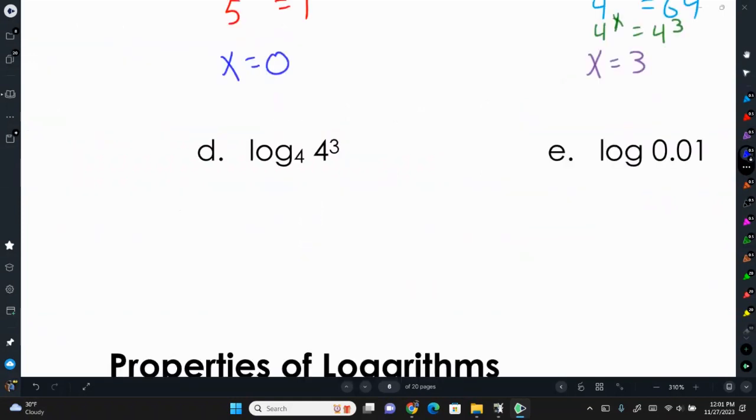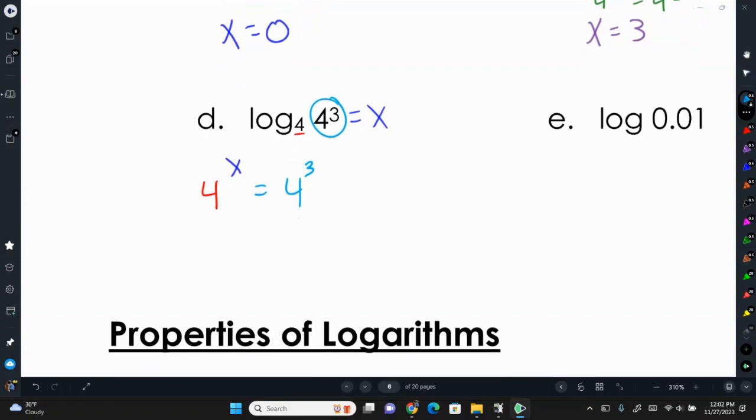So for this one, we have log base 4 of 4 to the 3rd. So our base is 4, so 4 to the x power equals 4, this whole thing, 4 to the 3rd power. Well, like I was talking about earlier, since our bases are the same, the exponents must be the same as well, so x equals 3.